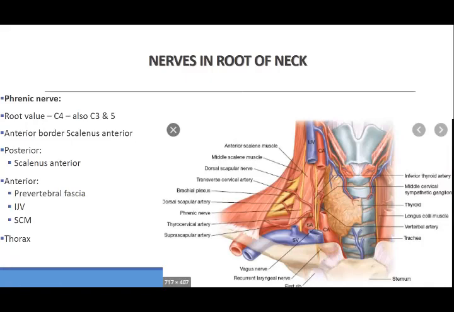ठीक है. So C3, 4, 5 से बनी ये phrenic nerve और आपको बताया runs on the anterior surface of the scalenus anterior. Okay. अब obviously, दूसरे लफ्जों में अगर मैं कहूँ तो the scalenus anterior is lying posterior to the nerve.